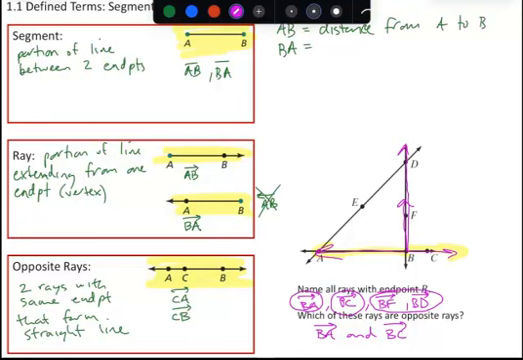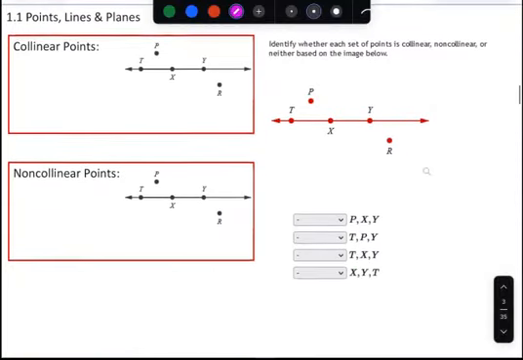All right, so again, these are sort of the elements of geometry that we're going to look at. Point, line, and plane are the three building blocks. From those, or mostly from the line, you can take a portion of that, create the segment, create the ray.